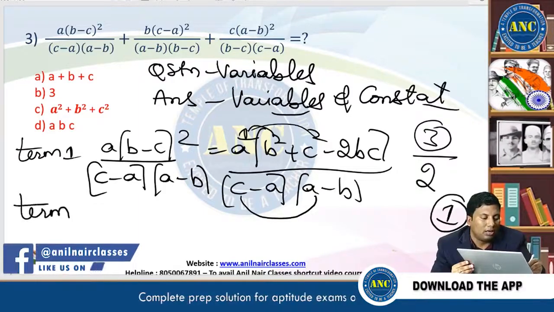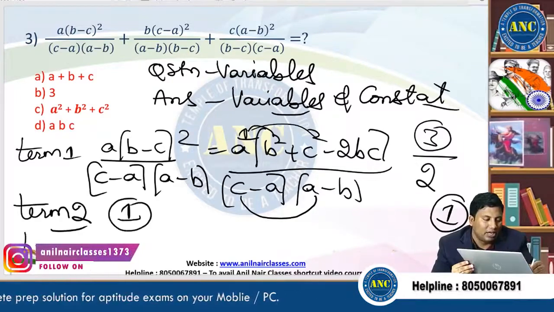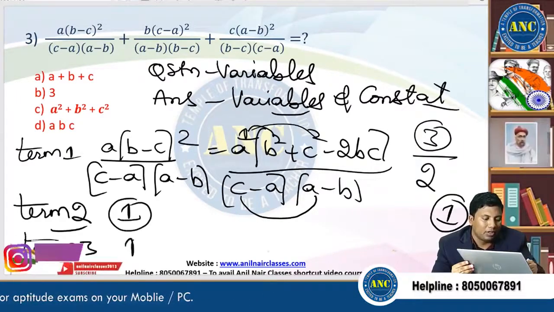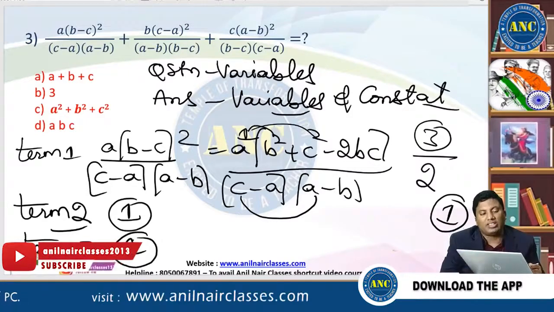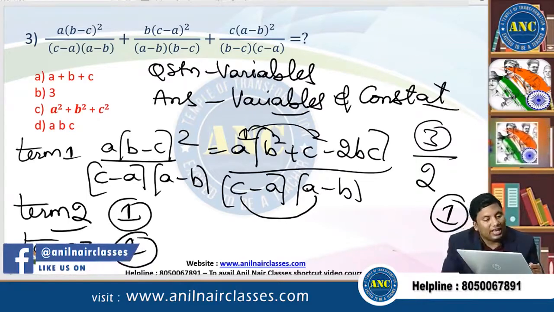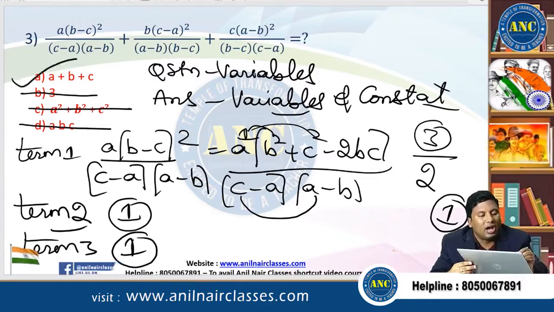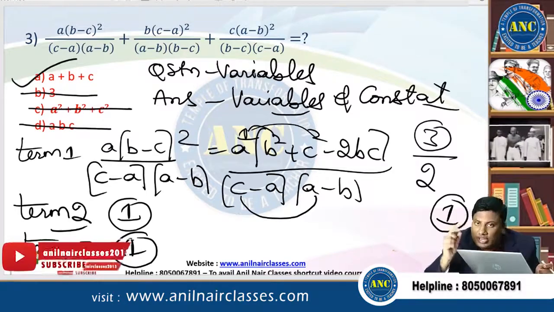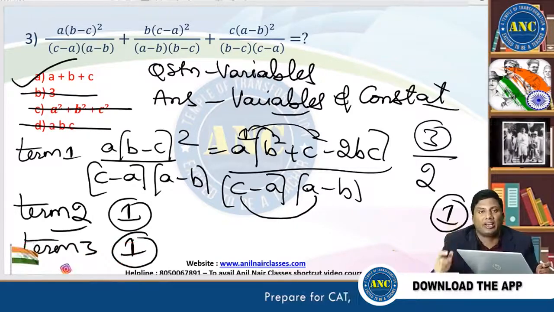Term 2 also, same thing I am getting, degree is 1. Term 3, degree is 1. 1, 1, 1. What is the maximum value? Maximum value it is 1. So just look at the answer option. This is degree 0, degree 2, degree 3. Option is degree 1. If the question contains variables, answer contains variables and numerical values.